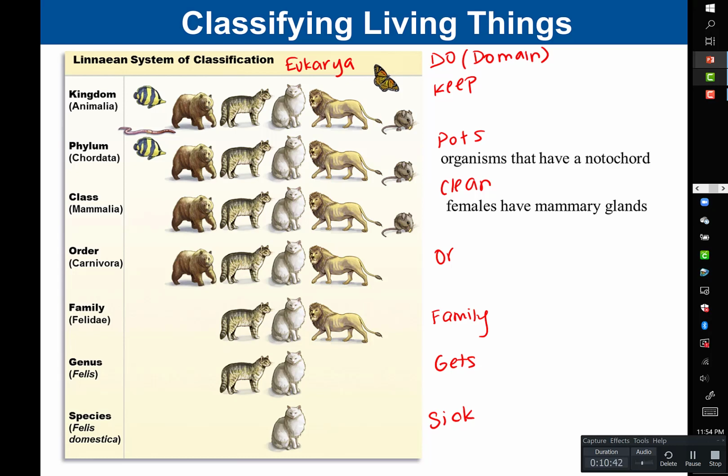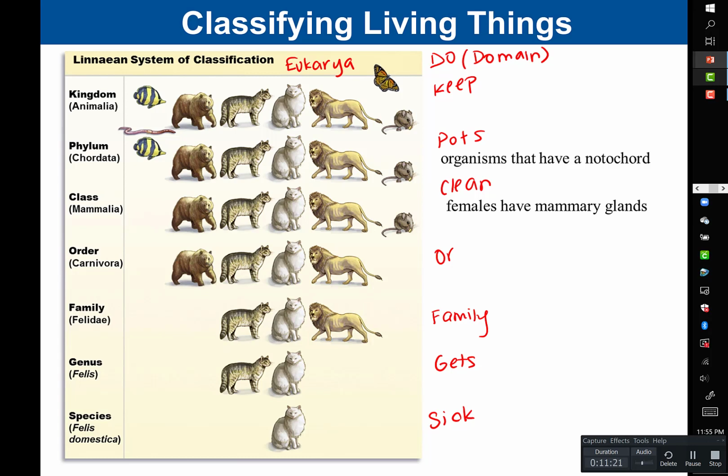After kingdom, we come to phylum. And phylum, in this case, is going to be Chordata. These are organisms that have what's called a notochord. A notochord is a precursor to a vertebrae. So in this case, now the worm is out and the butterfly is out because they are not precursors to or having a vertebrae. So those are out. So we still have our fish, we still have our bear, we still have our cat, we have our lion, and we have our mouse, but we've already excluded some.